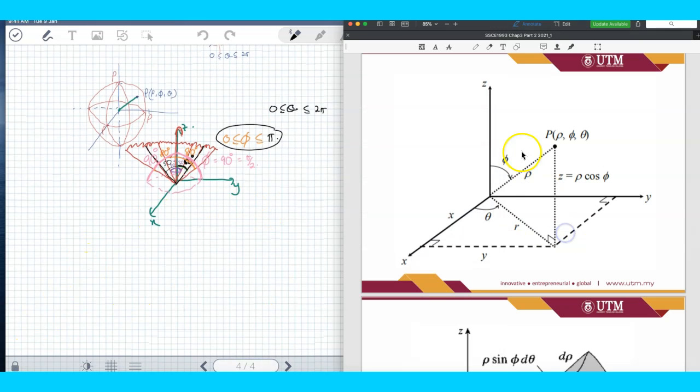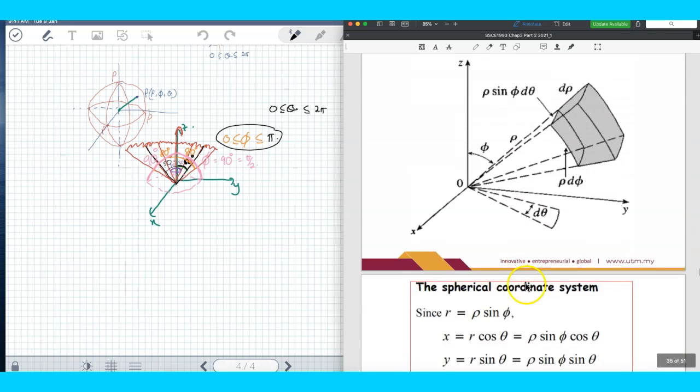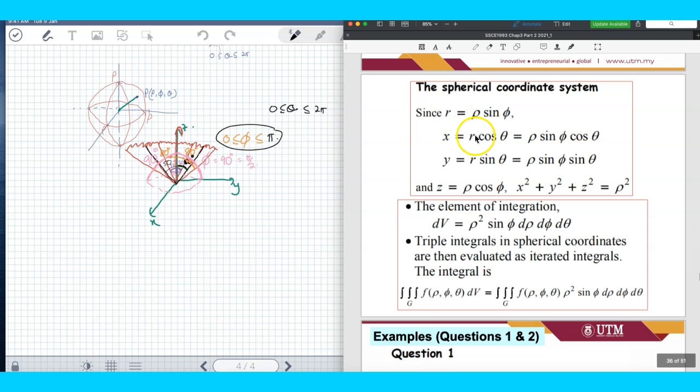Okay, so now how can we have the relationship between rho, phi, theta, and r, and also x and y? Based on the notes here, you have some formulas for how to convert from polar to spherical, from Cartesian to spherical, or from polar to Cartesian. You have to memorize this one. Actually, they are all given in the list of formulas.